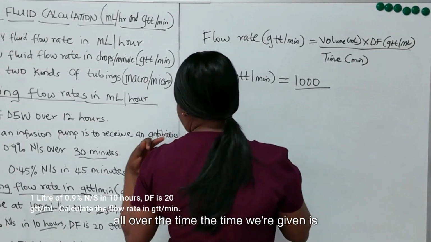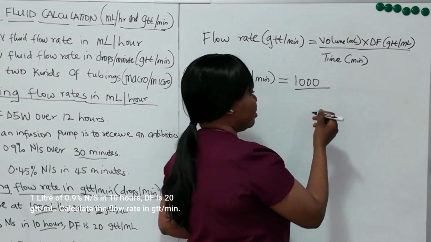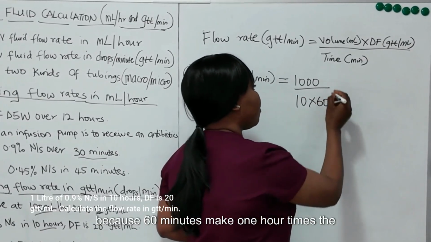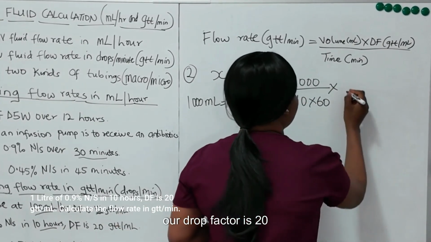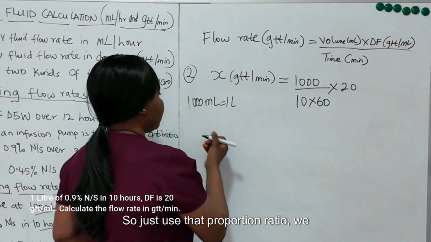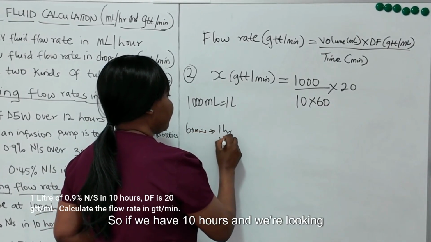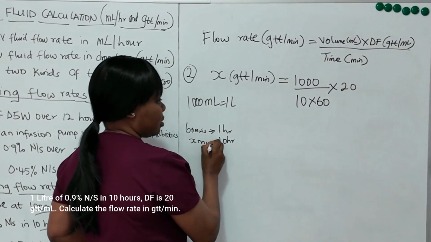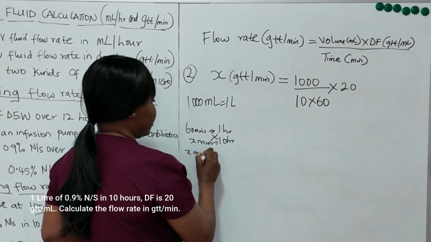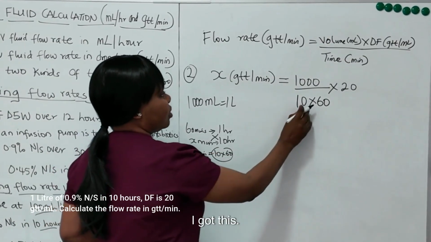All over the time. The time we're given is 10 hours, but we need it in minutes. So we'll be multiplying 10 by 60 minutes, because 60 minutes make 1 hour, times the drop factor. Our drop factor is 20. In case you are still confused how I got this, just use a proportion ratio. We know that 60 minutes equals 1 hour. So if we have 10 hours and we're looking for it in x minutes, if we cross multiply, x minutes will give us 10 times 60.